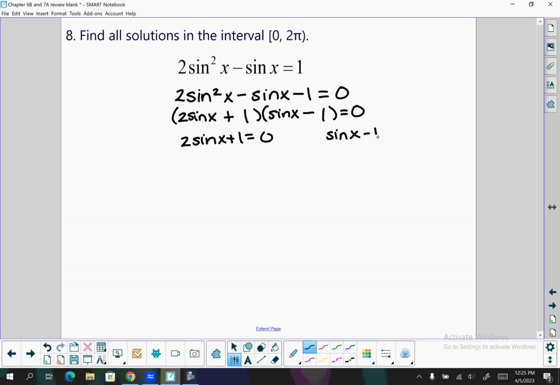2 sine minus 1 equals 0, and sine plus 1 equals 0. And then solve for sine. So sine equals 1/2, and sine equals -1. And then we want answers between 0 and 2 pi. So now is where our unit circle would be helpful. Where on our unit circle does sine equal -1/2? There should be 2 of them. 7 pi over 6.